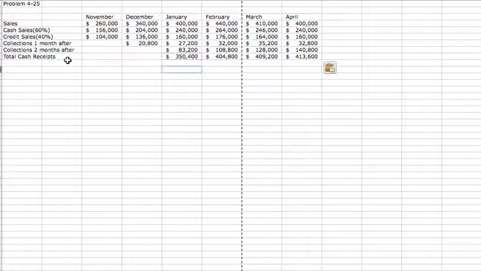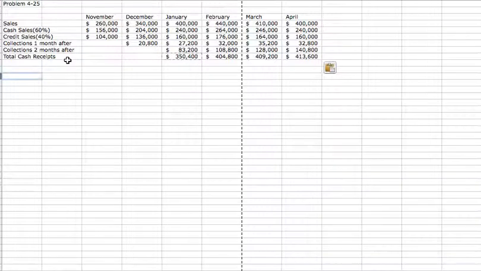Now, we can do a cash payment schedule. All right, according to the problem, materials cost 20% of sales and are purchased and received each month in an amount sufficient to cover the following month's expected sales. Materials are paid for in the month after they are received. In other words, materials are paid in the month it looks like that they are sold. And they're 20% of sales.